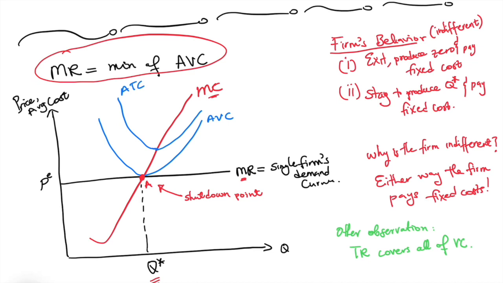Now, let's have the average variable cost curve. Let's have the minimum point sitting at A. When we have this, well, this point A becomes then the shutdown point. At point A, this firm's behavior would be indifference between exiting, producing zero and paying only fixed cost, or staying to produce Q star and pay fixed cost.